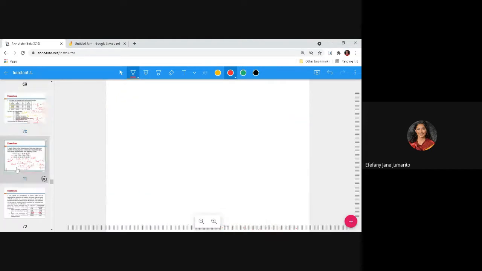So that's it. You do set B, set C, and set D. Then for the next picture, you do letter B and letter C. Okay, so let's go. All right. Now let's go to regression.